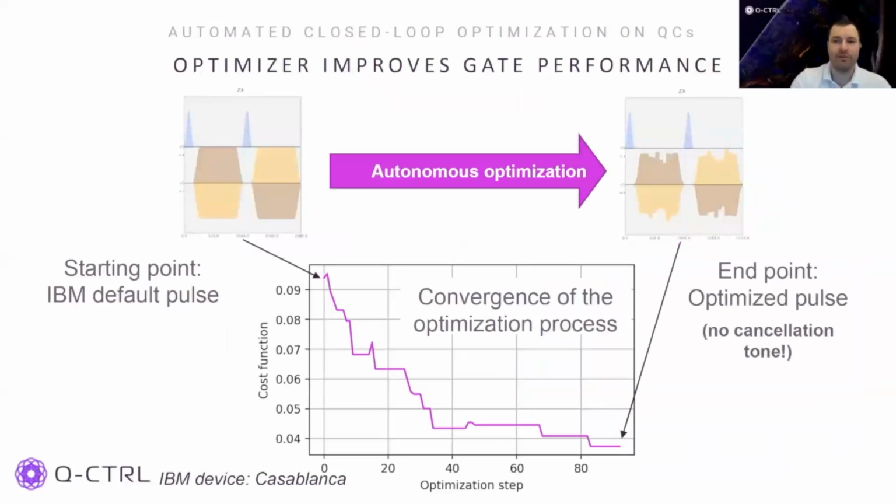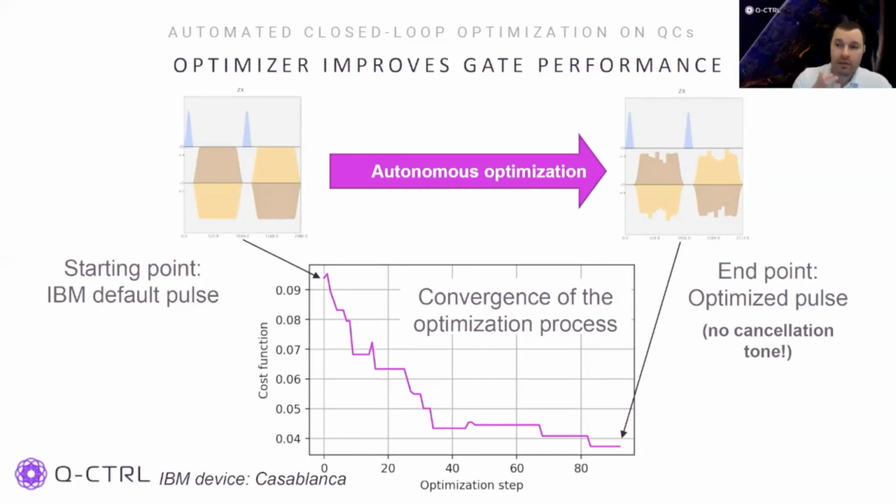Finally, let's see results from the real device. Here you can see the progress of the optimization process, in this case simulated annealing, on the IBM device Casablanca. Our starting point is the IBM default pulse. The plot shows the cost function versus the optimization step. Notice that, unlike in many gradient methods, the cost function can also go up as we explore new pulses, or stays the same for a while as we look for better candidates.